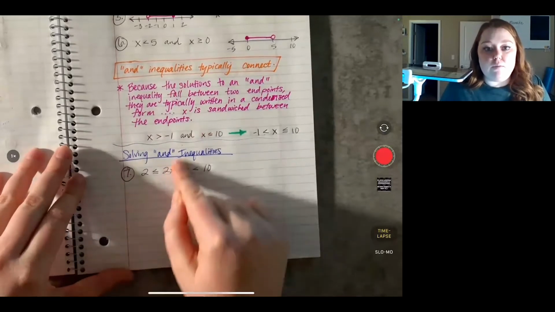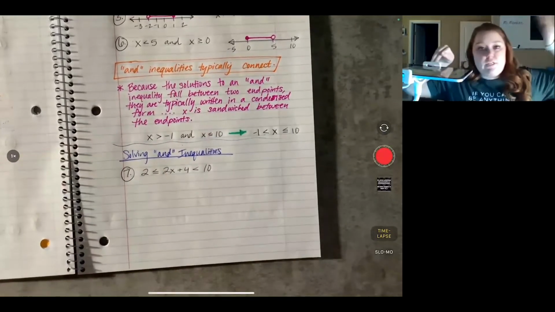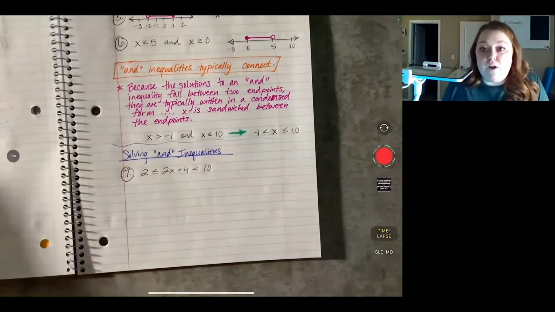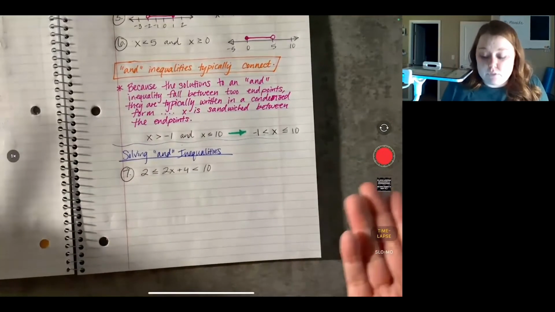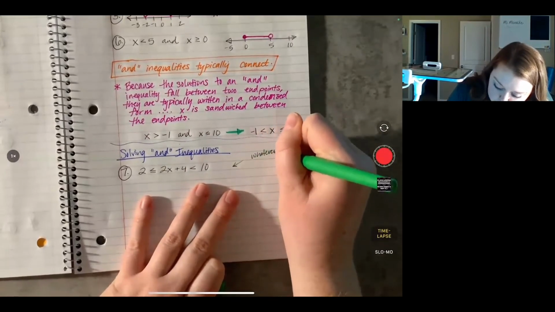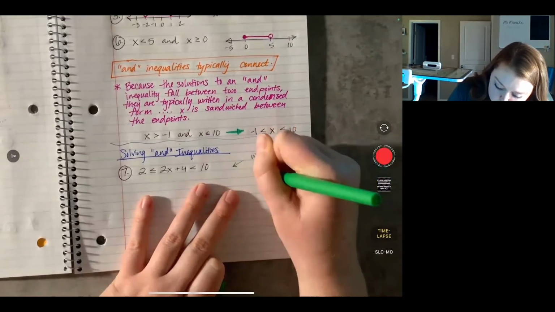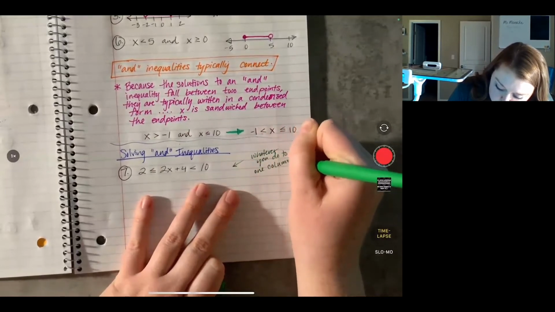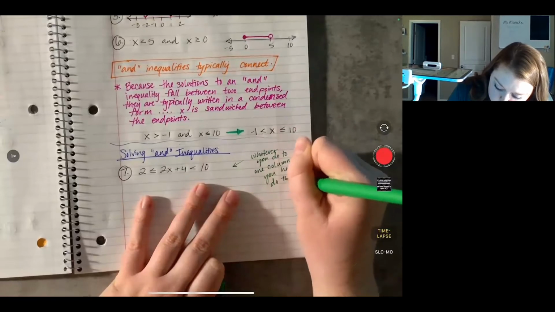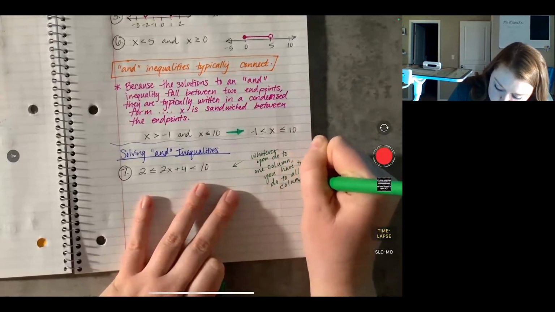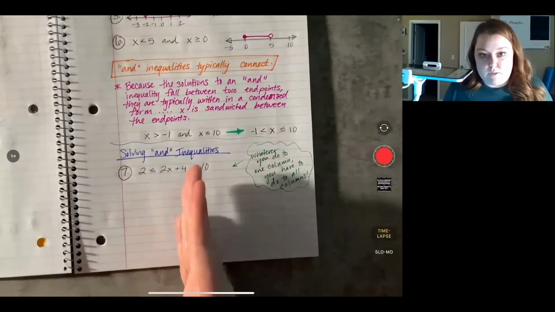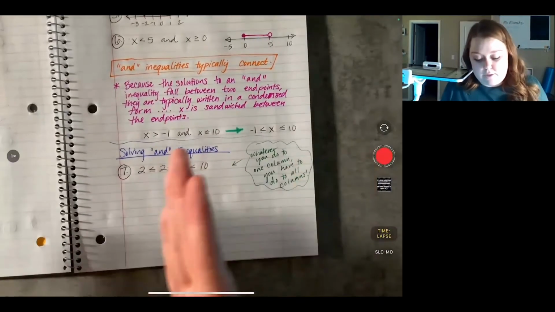So you kind of have 3 columns. Instead of having 2 sides, where whatever you do to one side, you do to the other, you actually have 3 columns. Whatever you do to one column, you have to do to all columns. And in fact, we might want to write that over here. That's for and inequalities, because the and inequalities are the ones that have a sandwich. They have 3 little chunks to them.